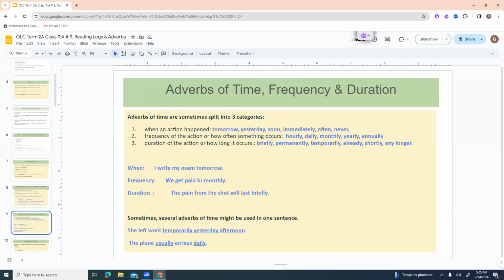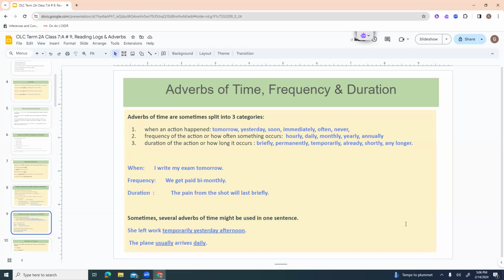Okay. Adverbs of time, frequency, and duration. There's three different types of adverbs of time. Basically, when, which is like tomorrow, yesterday, soon, immediately, often, never. Frequency, or how often something occurs: hourly, daily, monthly, yearly, annually. And the duration, or how long it occurs: briefly, temporarily, permanently, already, shortly, any longer.